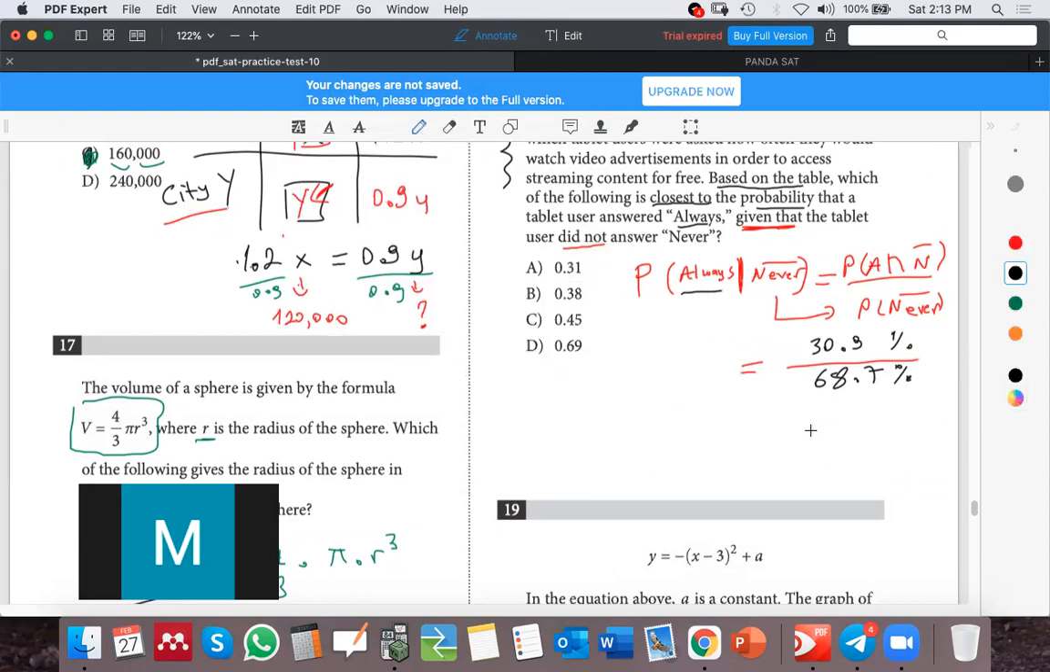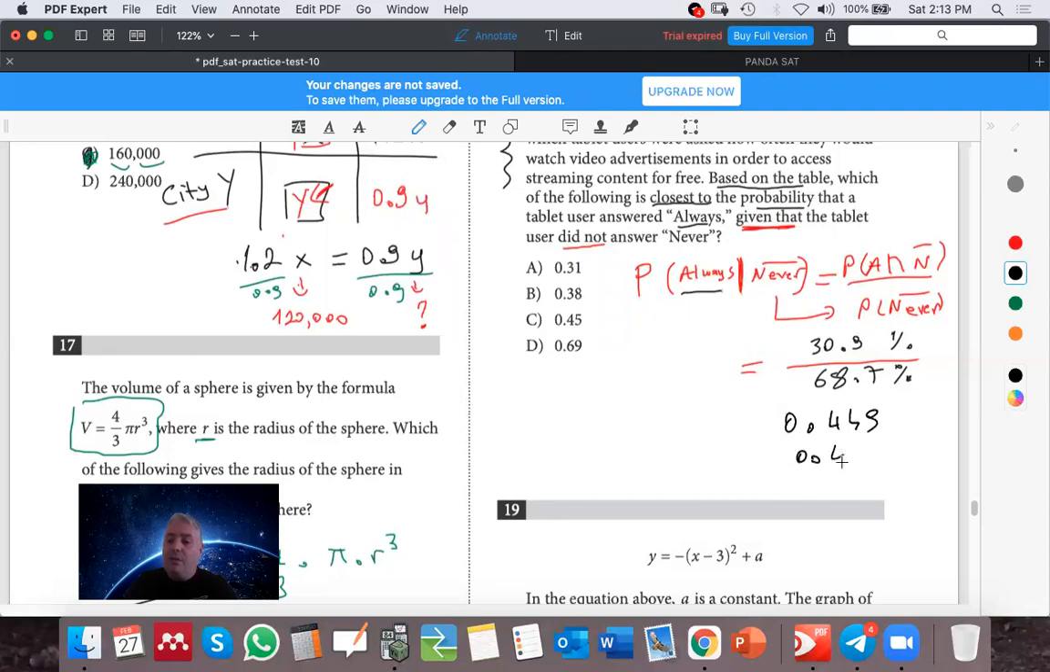0.449. 0.449 means like 0.45 when I look at the alternatives. That's it. This is the answer of the question.